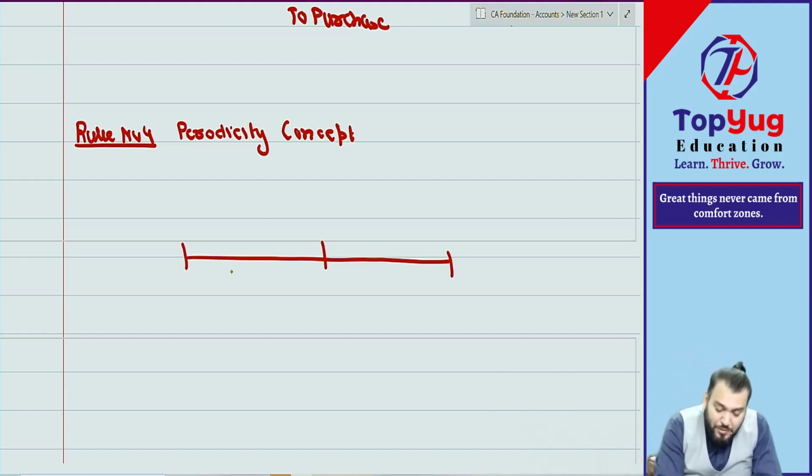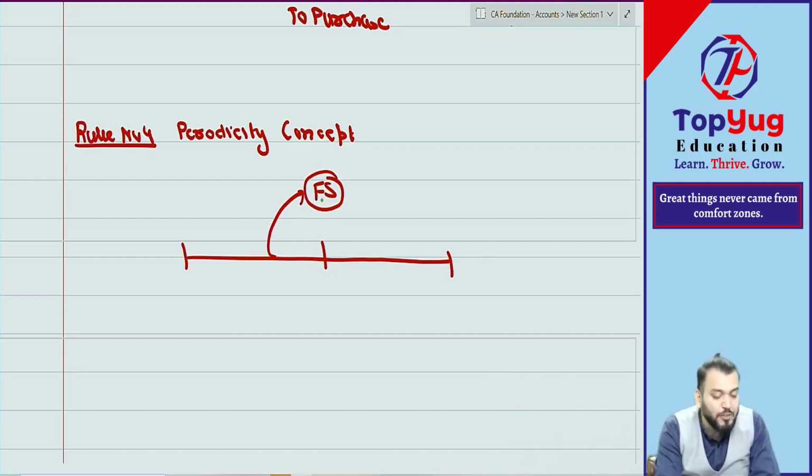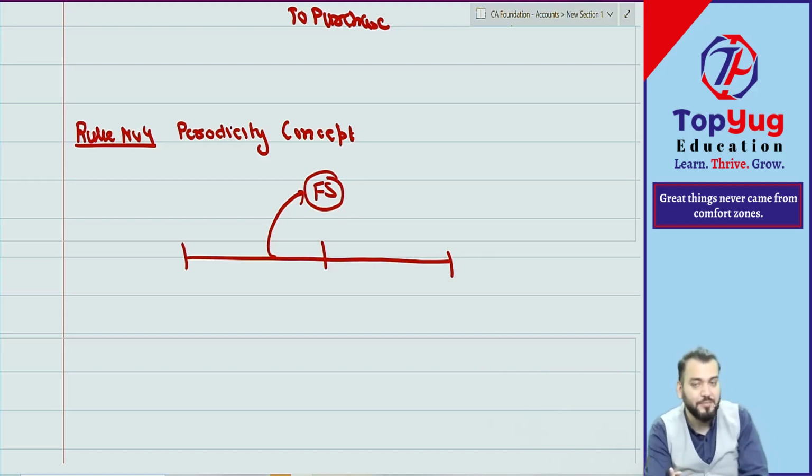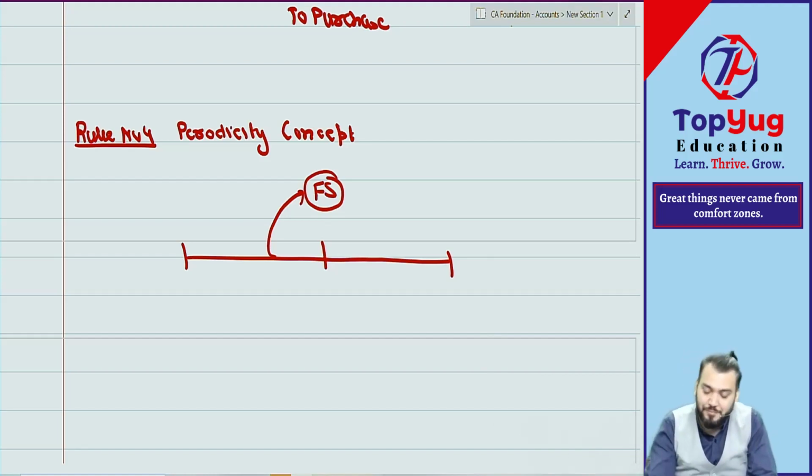So what does accounting period mean? For this particular accounting period, we'll prepare what? Financial statements. When I say financial statement, it consists of balance sheet, statement of profit and loss, cash flow statement, and notes to accounts. Correct? Understood? So the long life of the business is divided into small units, and we prepare our financial statement for that particular accounting period.